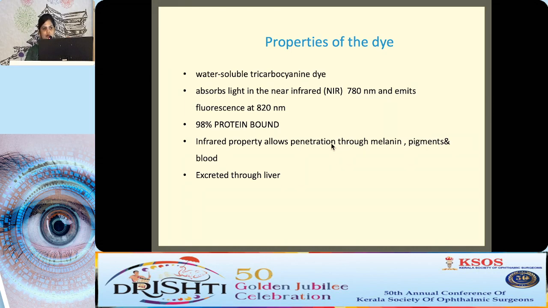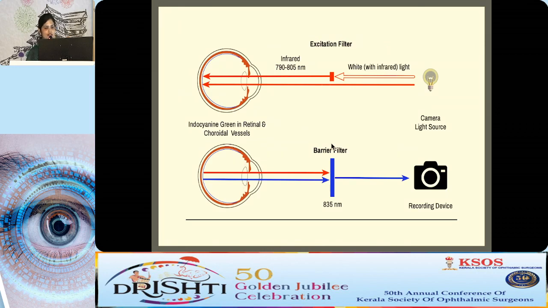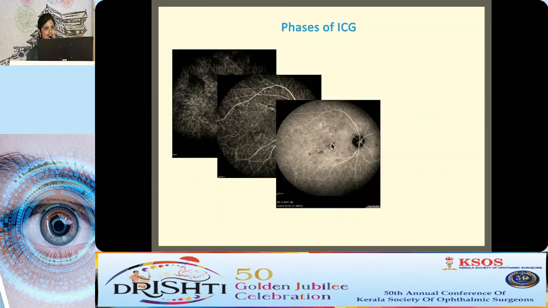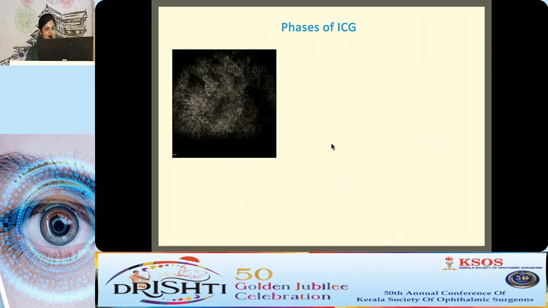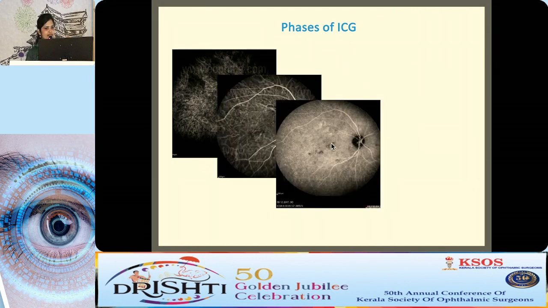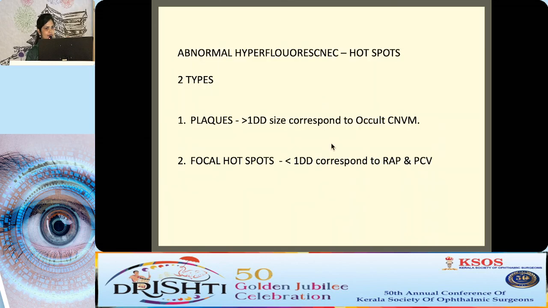The importance of this dye is that it is 98% protein bound. Its infrared property allows penetration through the melanin pigments and blood, and it is excreted through the liver. So this is the basic principle of ICG. Phases of ICG include early phase, mid phase, late phase, and the elimination phase.